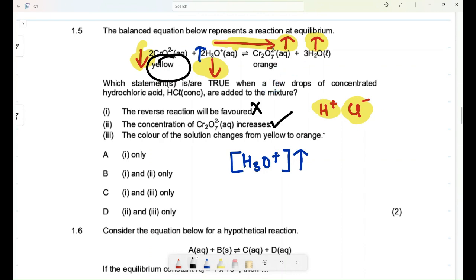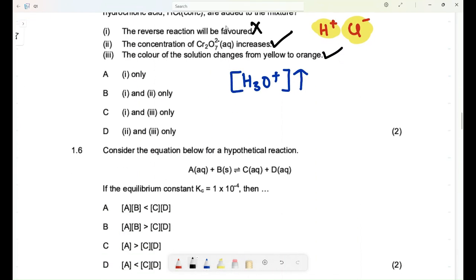But the chemistry is so beautiful and nice in terms of conditions. 2 and 3, it is D. So the most correct answer is what? D. I believe you are following. I strongly believe you are following.